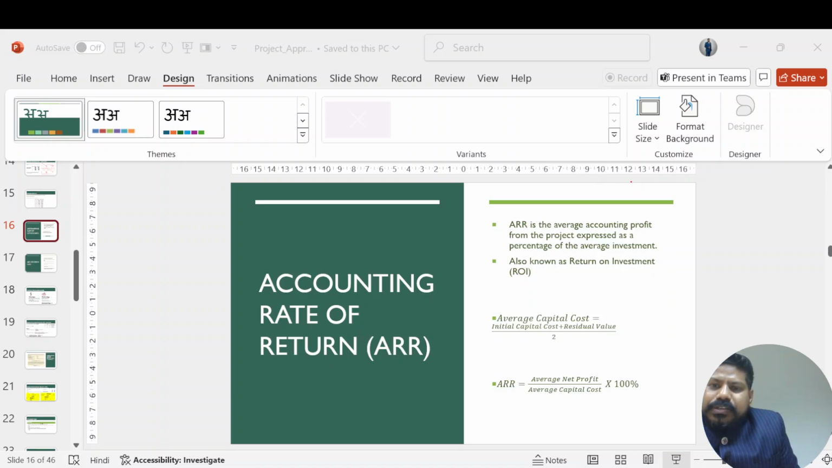Also, if BCR is equal to 1, it means your profits are equal to investments. Your return is equal to investments. If BCR is greater than 1, then you are making more profits than investment. If BCR is less than 1, it means loss. So these are certain thumb rules when selecting a project.